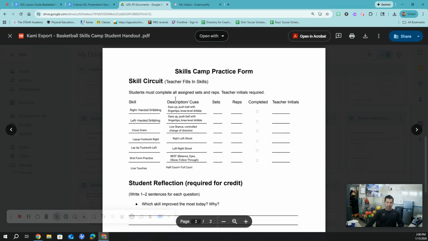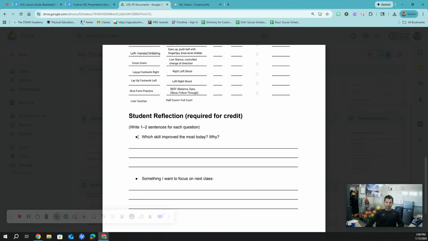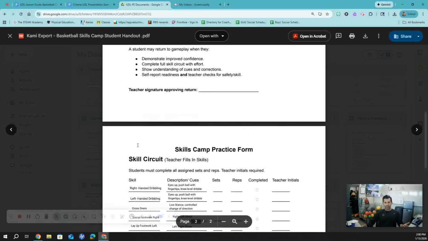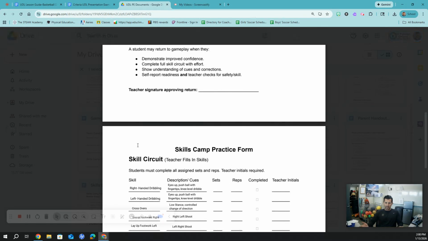So that's basically the principles of what we're doing here for PE. And I presented this recently at our PE teacher cohort, and most people seem to agree that maybe it's something that we can work and implement.